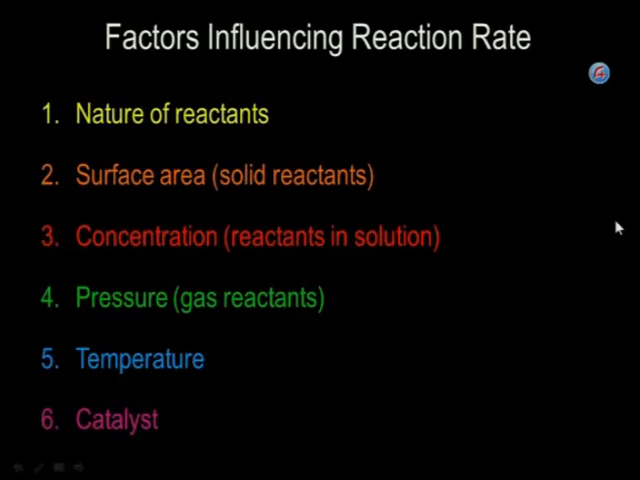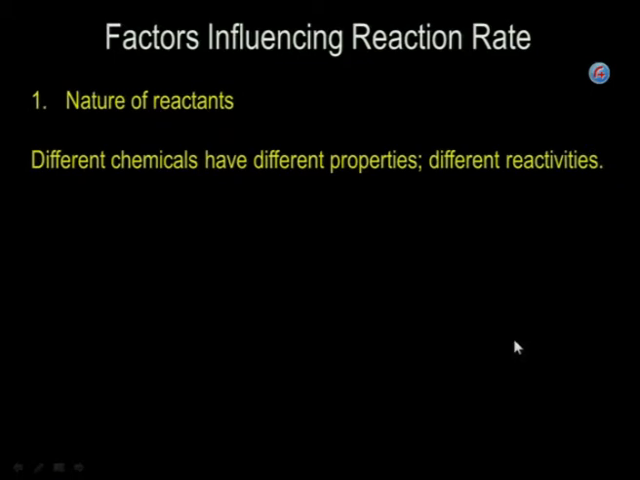Now, factors influencing reaction rate. There are 6 of them, and we'll go through them slowly now, one by one. The first one is the nature of reactants. Different chemicals have different chemical properties and therefore different reactivities, like the match and the car in the beginning of the lesson. These will react at different rates because they have different chemical properties.